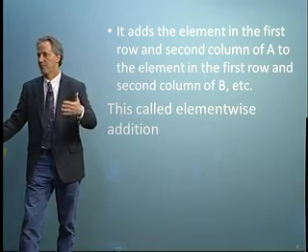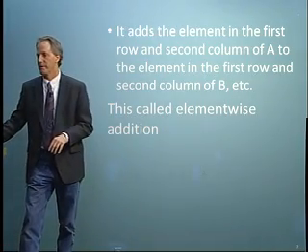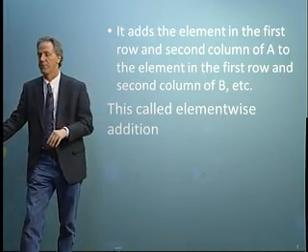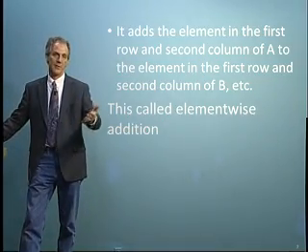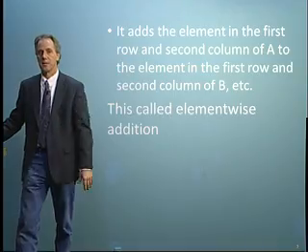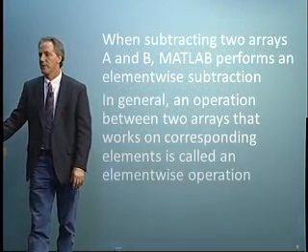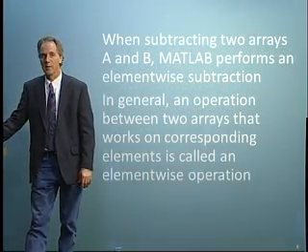And then it adds the first row and second column of A to the first row, second column of B, etc. So element by element it adds. It's called element-wise addition. That's really all there is. Whether you're doing matrices or arrays, it's the same rule. When subtracting two arrays, A and B, MATLAB performs an element-wise subtraction.